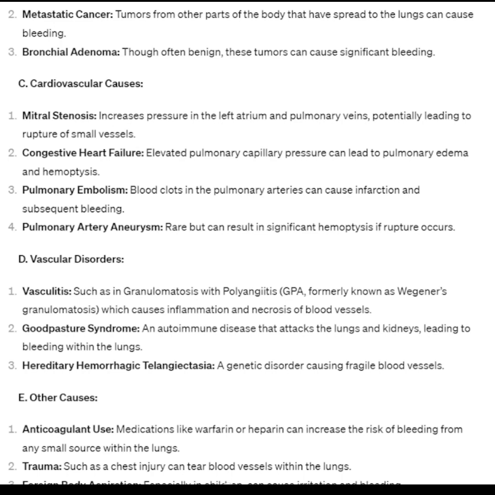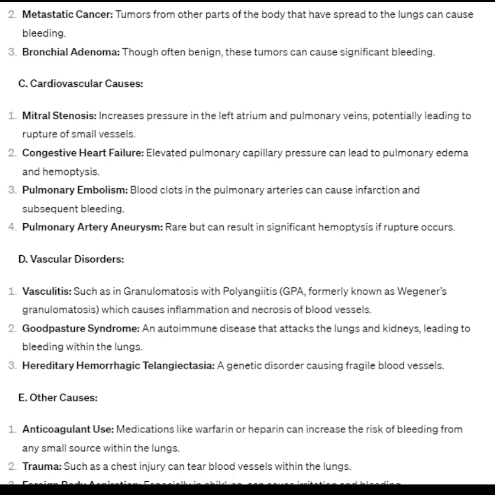D. Vascular disorders. 1. Vasculitis, such as in granulomatosis with polyangiitis, GPA, formerly known as Wegener's granulomatosis, which causes inflammation and necrosis of blood vessels. 2. Goodpasture syndrome, an autoimmune disease that attacks the lungs and kidneys, leading to bleeding within the lungs. 3. Hereditary hemorrhagic telangiectasia, a genetic disorder causing fragile blood vessels.